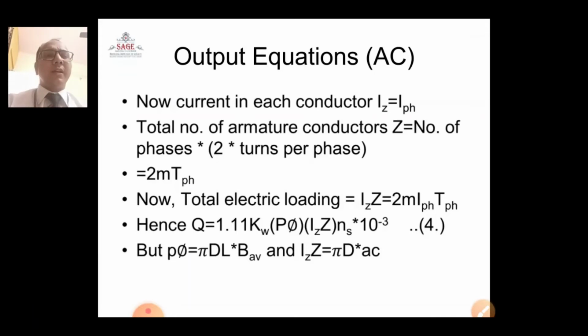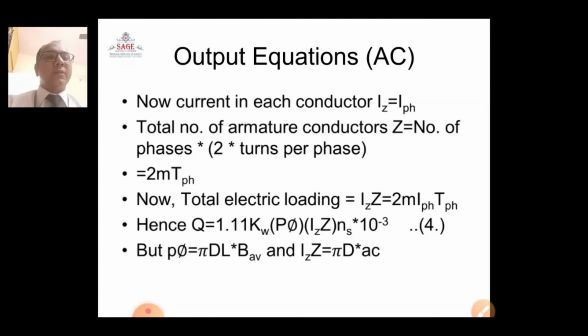Now this equation got its proper form where I can replace the total magnetic loading and now total electric loading Iz into Z by their respective specific loadings.